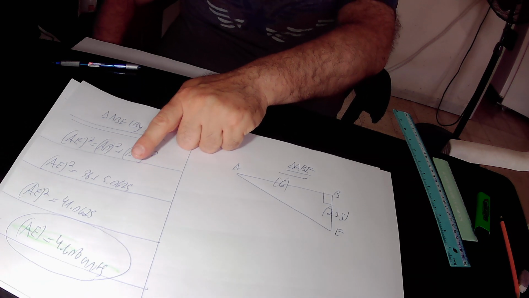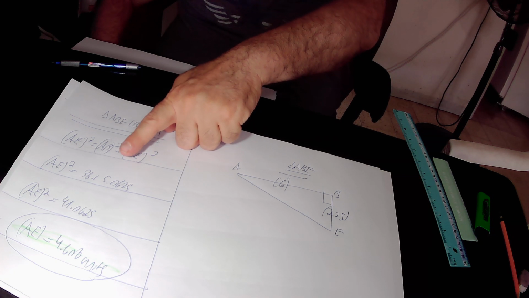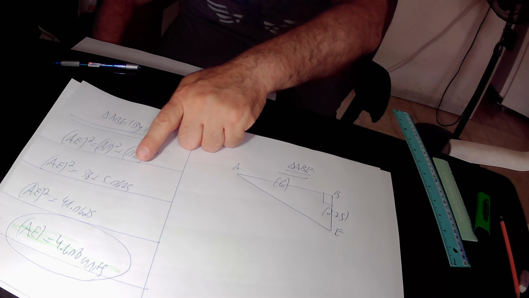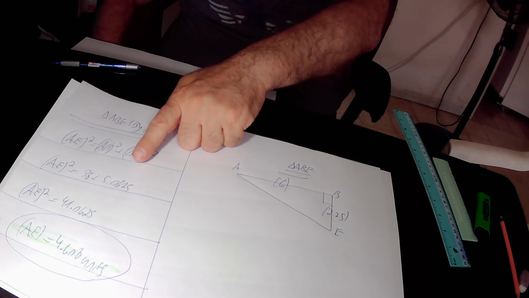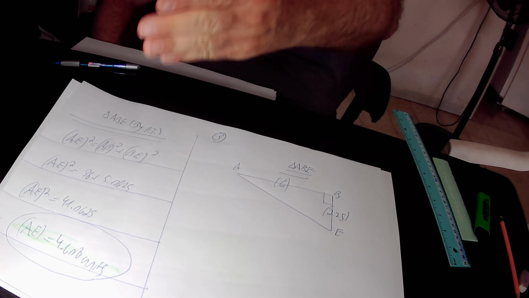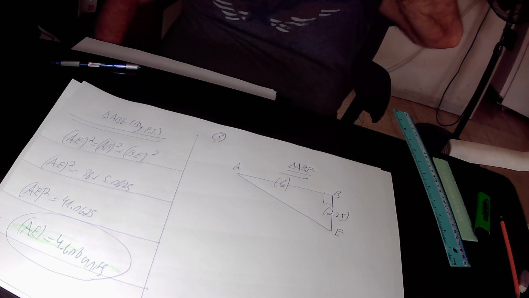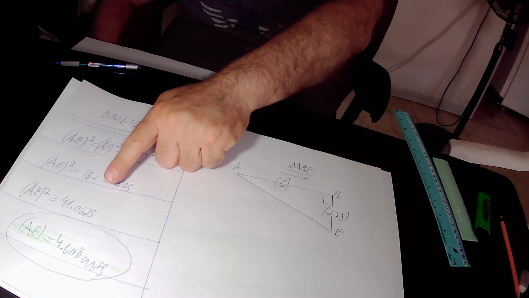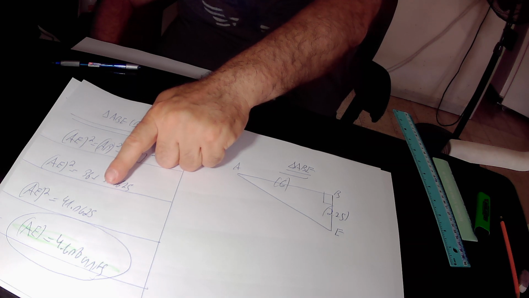So in total we find that AE squared equals 36 plus 5.0625. 36 plus 5.0625 equals 41.0625. So we find that in total AE squared equals 41.0625.